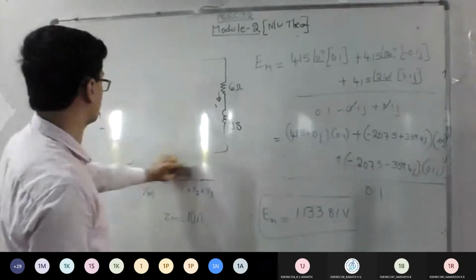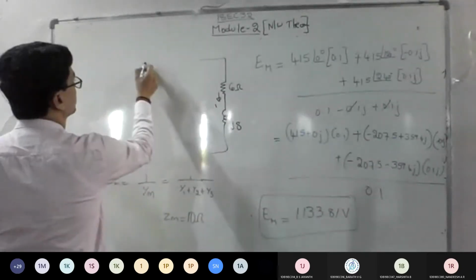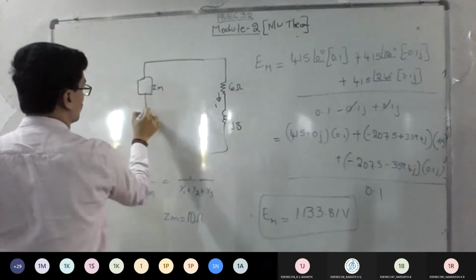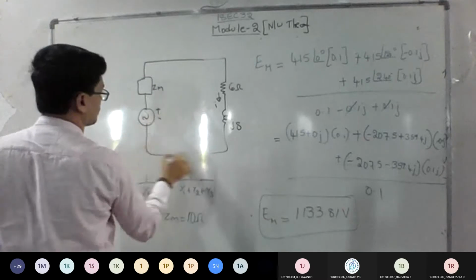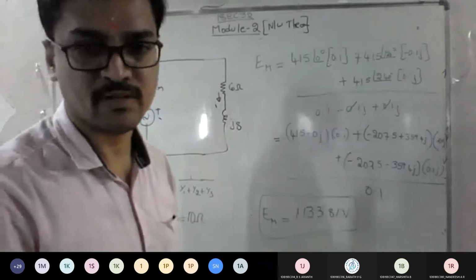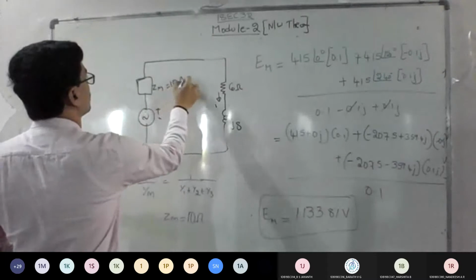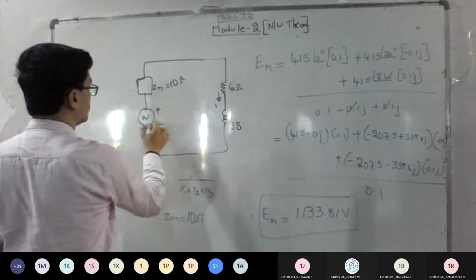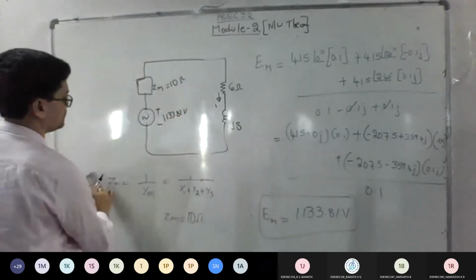Our agenda is not this much. You need to redraw the circuit once more with the values you got. Now I will write the impedance symbol. ZM is an impedance; it may be anything, a combination of R, L, C. That's why I write ZM. The value is 10 ohm, and the voltage you got as 1133.81 volts.